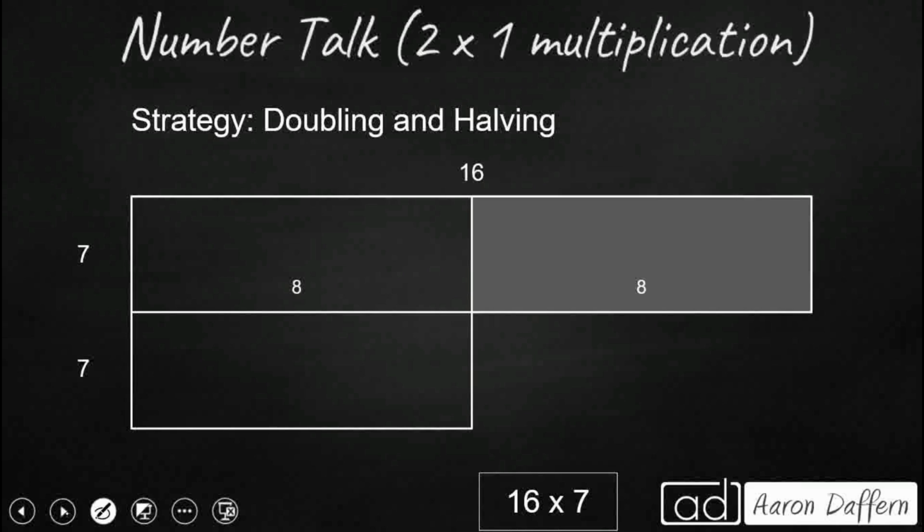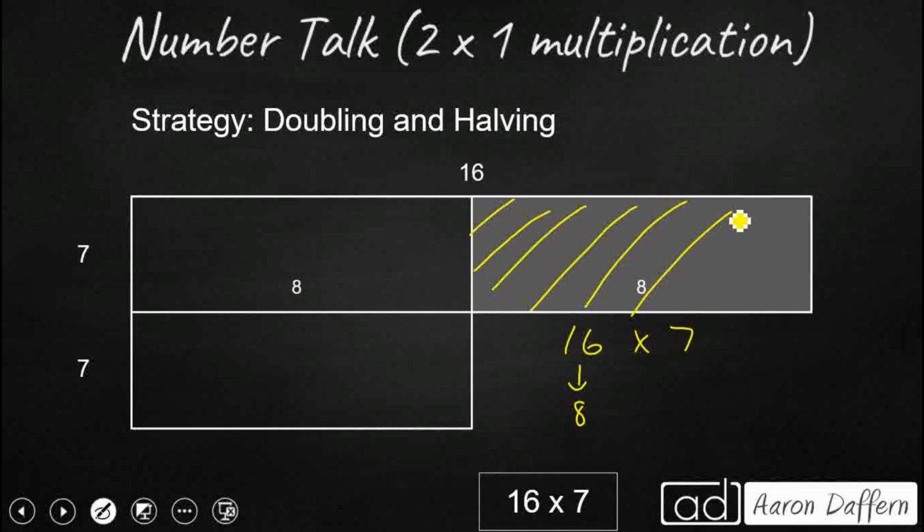Maybe we can use some doubling and halving. Doubling and halving lets us know that if we take our factors here, we can take one factor and cut it in half. So I'm going to take my 16, cut it in half. So that's why this 8 has got a gray box right here. I'm going to get rid of half of my 16, but in order to keep a balanced equation, I need to double the other part right there. So that's going to be 8 times 14.